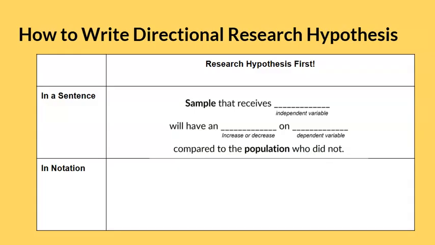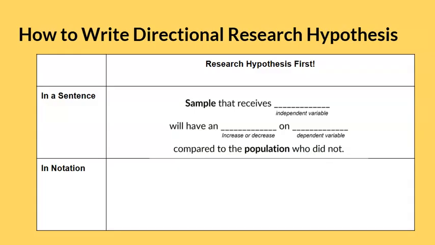Please note that the words sample and population are in bold. This is to remind you how important it is that you clearly state that a sample is being compared to a population. You will also need to write the research hypothesis in notation. We will use the same notation as a two-tailed test. The notation for population mean, which is mu, and the prefix tx for treatment, where you will replace the tx with the name of the treatment or the independent variable that was given to the sample.